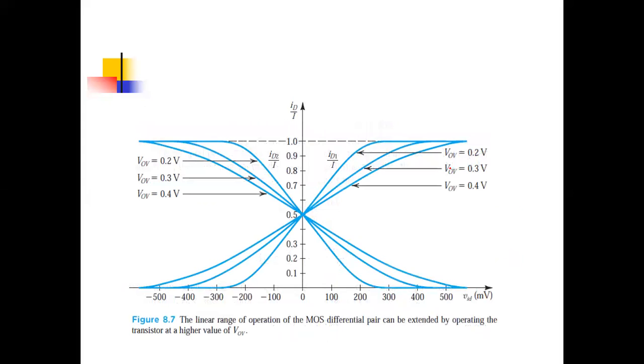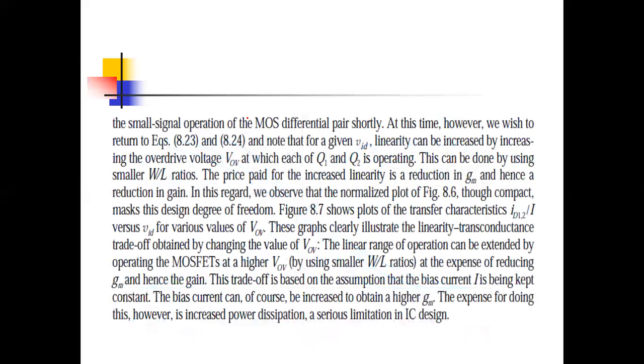Okay. Now as VOV increases, the characteristic is changing. So in this way we can obtain the linear characteristics. Okay, so this was your MOS differential amplifier.